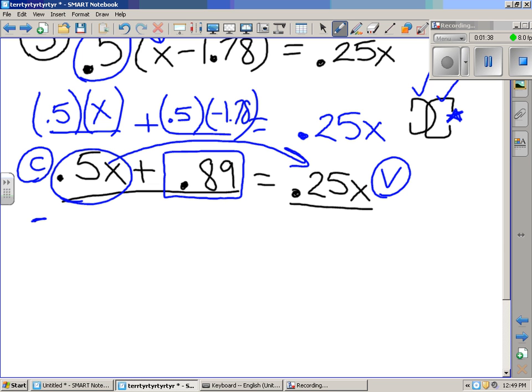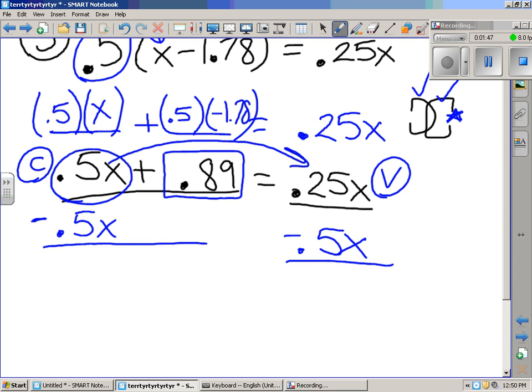So we're going to use inverse operations to move it to the other side. We're going to subtract 0.5x from each side. And on the left, 0.5x minus 0.5x equals 0, and we're left with 0.89. On the other side, we take 0.25x and we subtract 0.5, and we get negative 0.25x.